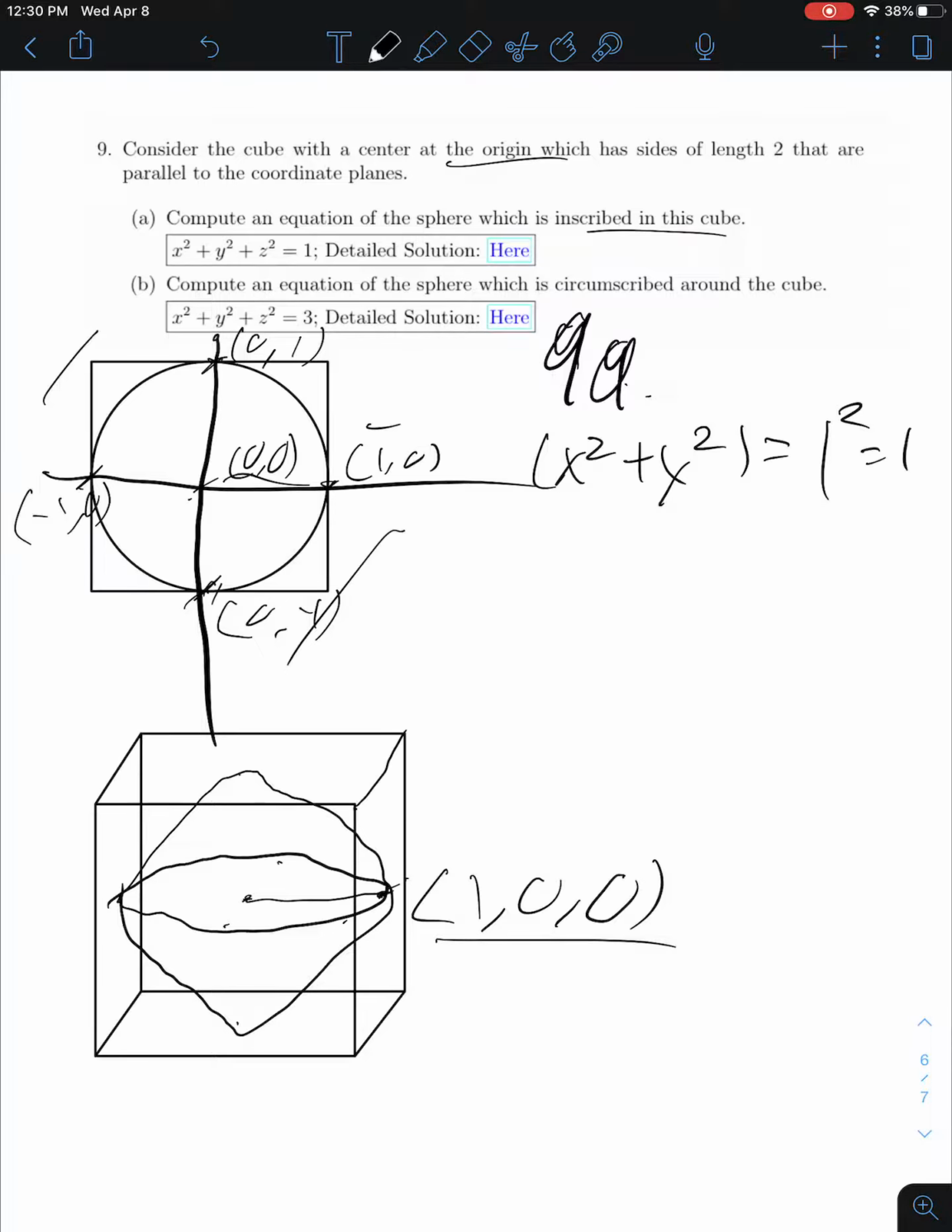So we have this as one of our points, which tells us that our r is going to be equal to 1. And sorry, I should have said this first, it's still going to have the same center point as the cube that it's inscribed in. So that tells us that (0, 0, 0) is still going to be its center point.